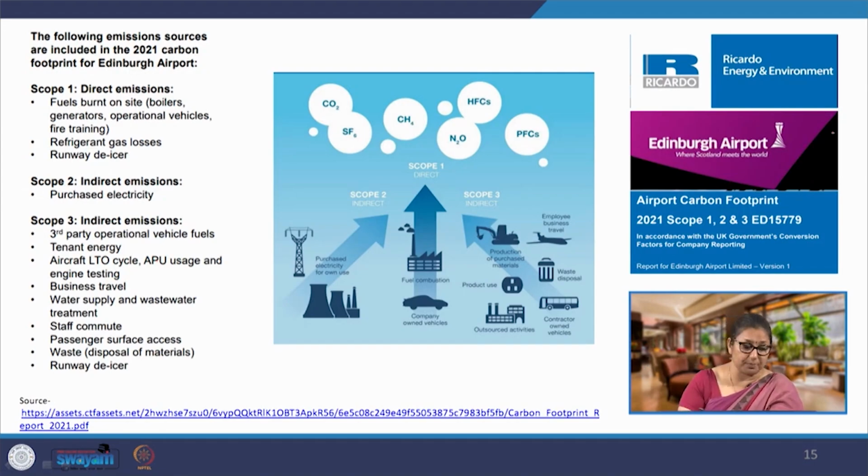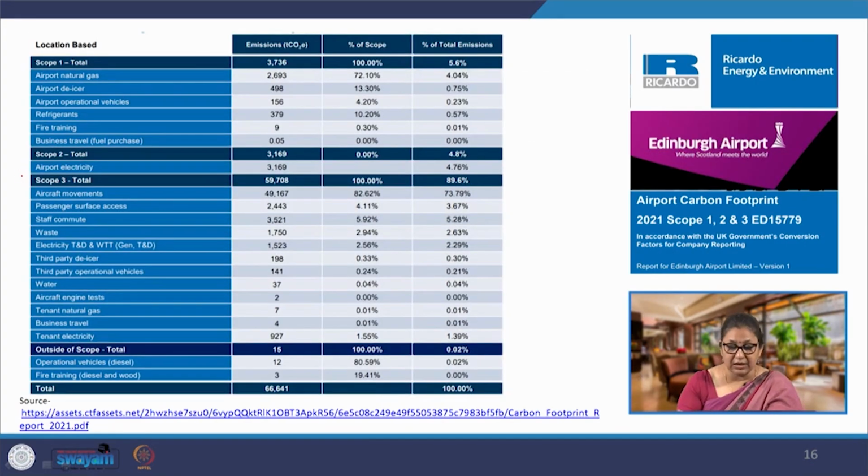Again the same scope here, and we will see that there is a significant component of purchased electricity. If we look at Edinburgh airport, you see that the prime contributor to the emissions is the aircraft movements, which is going to be around 75%, which is what we have understood earlier. But other than that, there is a significant contribution due to the airport electricity, which is around 5%, which is what we have seen in the previous case also. So, there is a contribution of around 5% due to the consumption of electricity in the airport functioning.